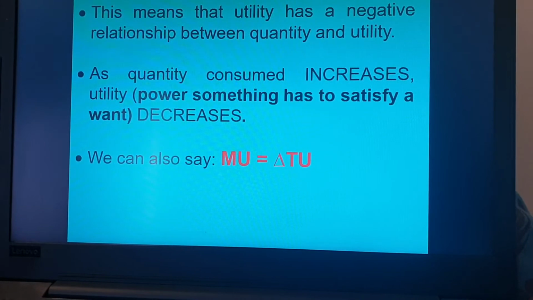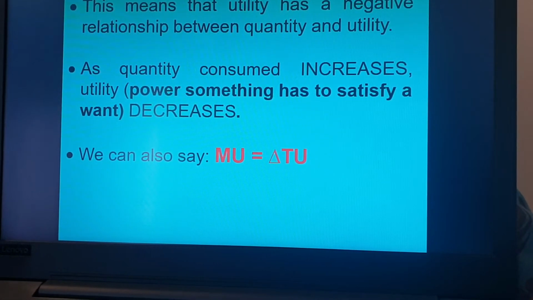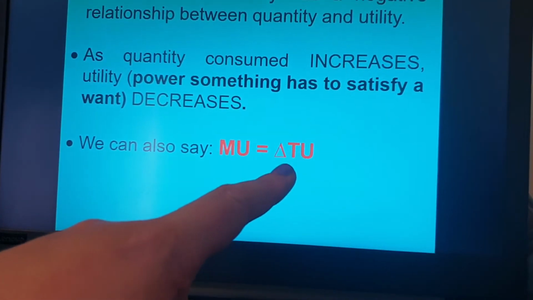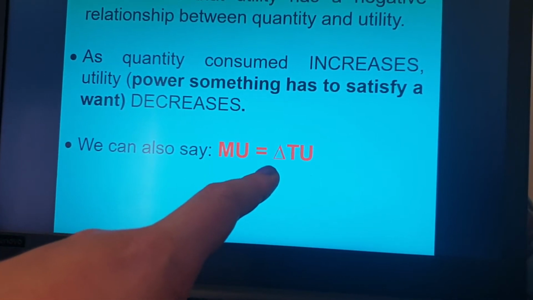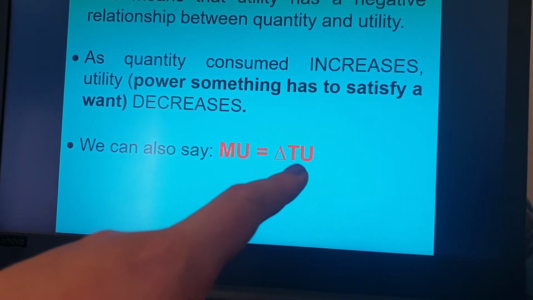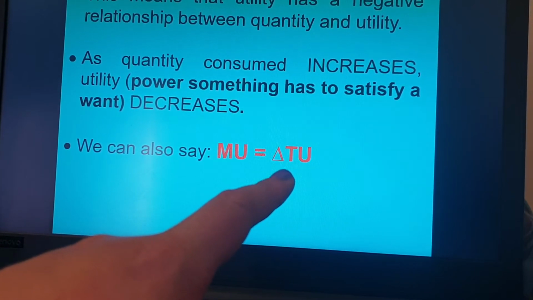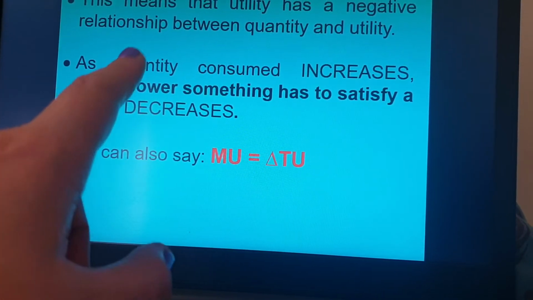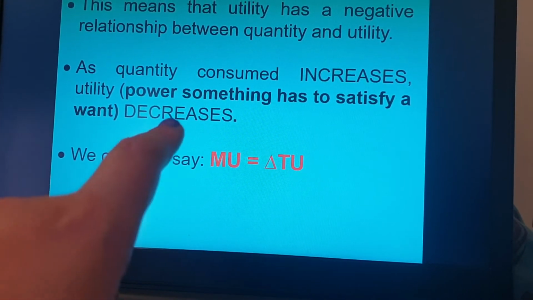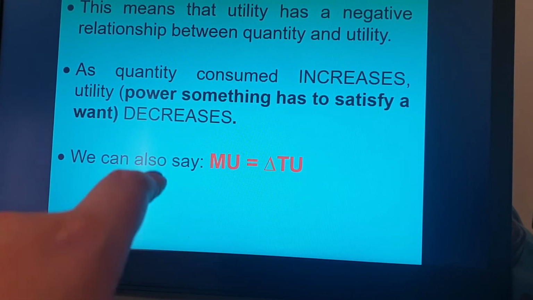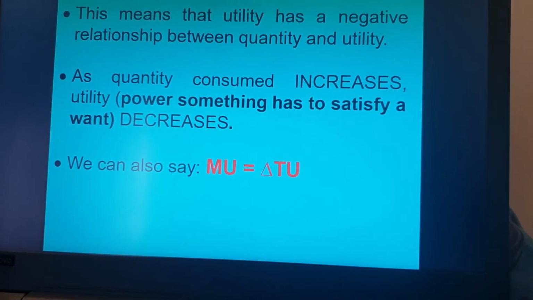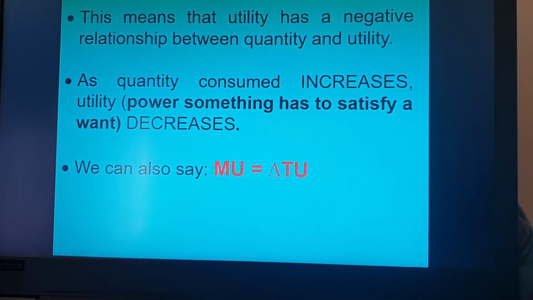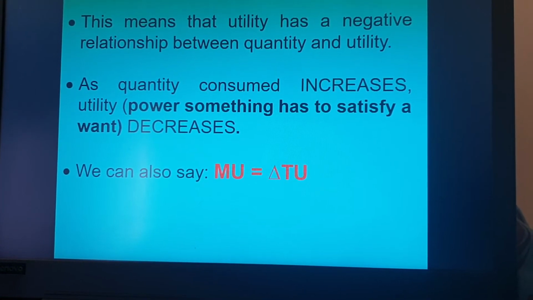We can also say that MU, marginal utility, is equal to the change in total utility. Remember, triangle always represents a change. Change means subtraction. Okay, so like I showed you in the table, when you, for example, take number 2 minus number 1, and then number 3 minus number 2, and number 4 minus number 3, that is where you get the change of total utility in order to calculate the marginal utility, the additional unit that's consumed.